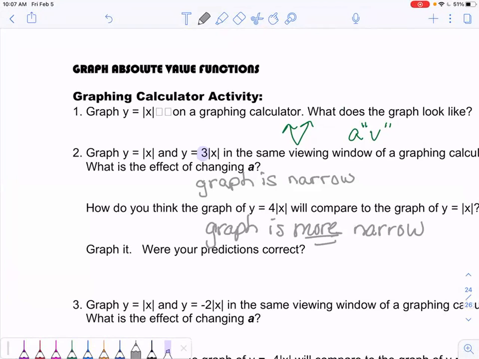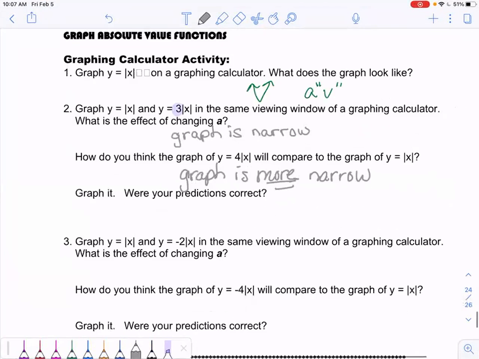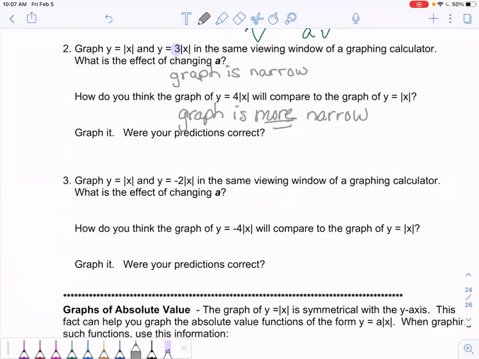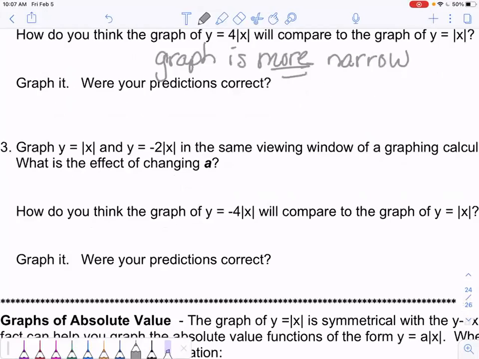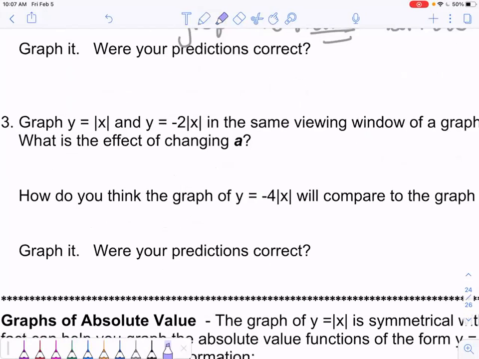Questions so far? So we have one more problem that we're going to look at, and then we'll do a quick summary. Number 3 says, what do you think is going to happen if we place a negative number in front of the absolute value? So think about, what did negative numbers do? What do you think a negative number would do to the graph?